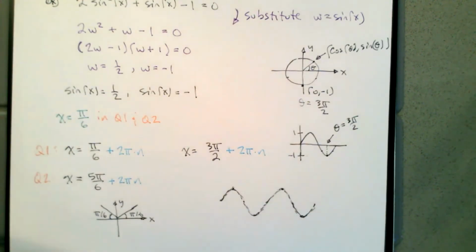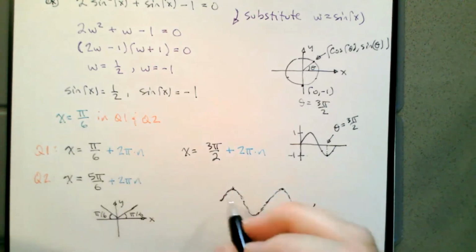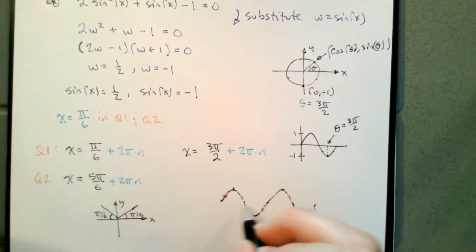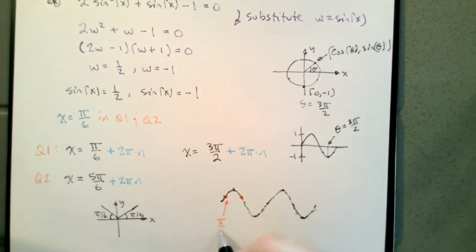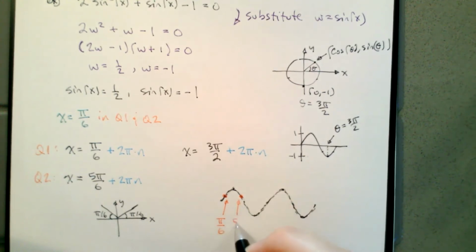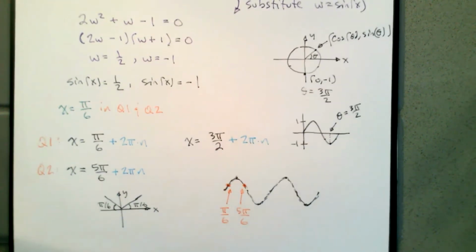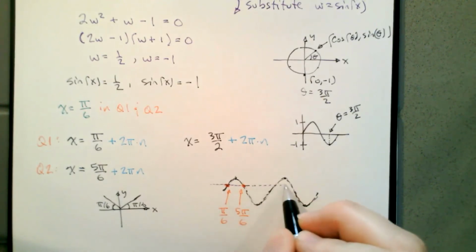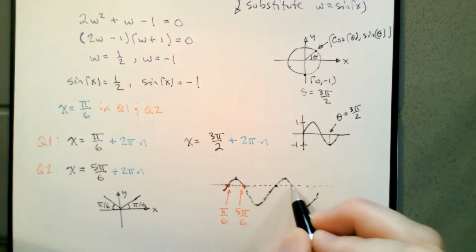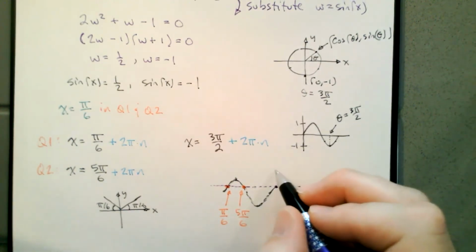If we can list pi over 6 and 5 pi over 6, those will be those first two solutions. I put the pi over 6 in quadrant 1 and also in quadrant 2. So this is where we have, say, pi over 6, and here's our 5 pi over 6. But those aren't the only two solutions to sine of x equals 1/2. If I draw this horizontal line through 1/2, we can see there are going to be many more solutions.